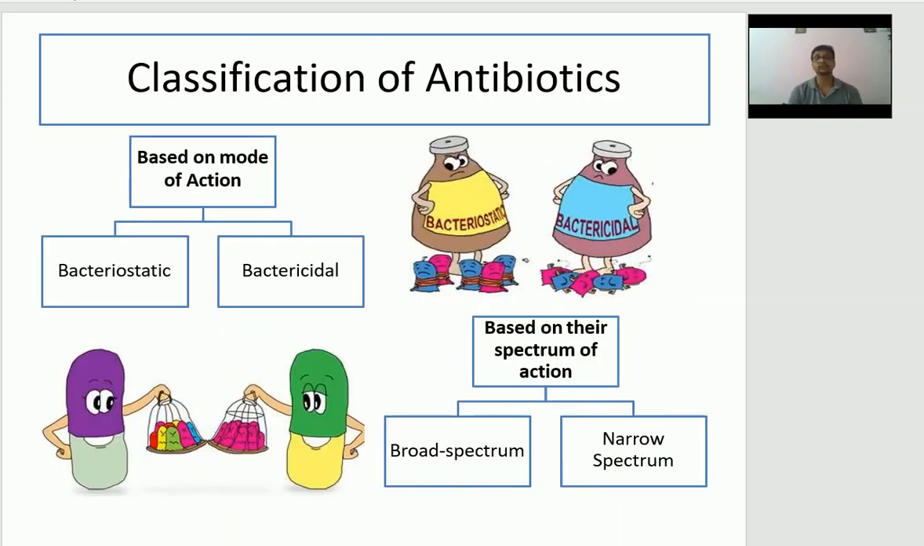Next, we come to the classification of antibiotics based on the mode of action. There are two types: bacteriostatic and bactericidal. Based on their spectrum of action, there are also two types: broad spectrum and narrow spectrum antibiotics.